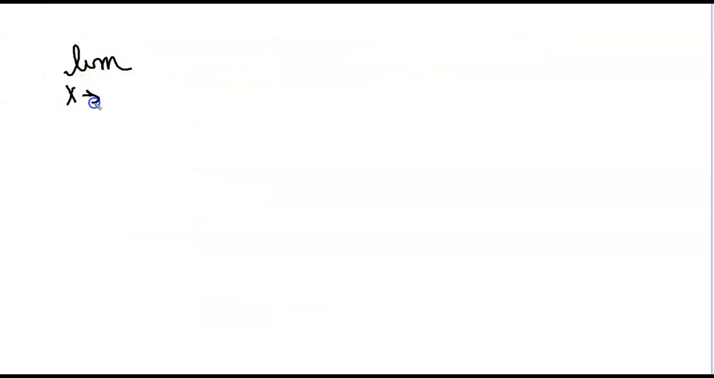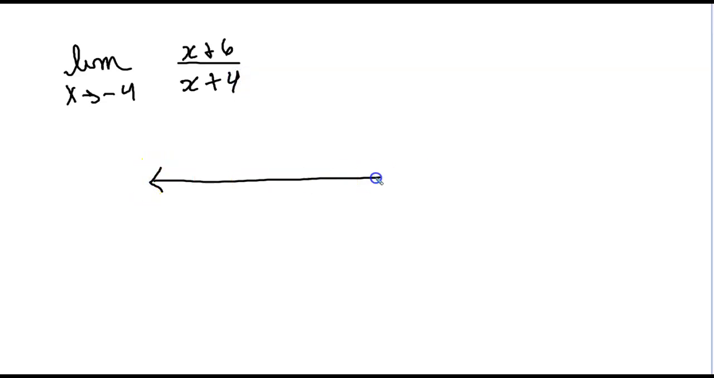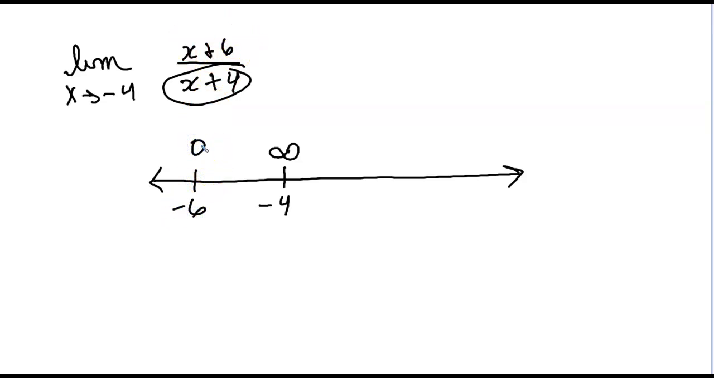So we have the limit as x approaches -4 of (x plus 6) over (x plus 4). The easiest way is to do a little number line. On my number line, you're going to place the value that makes the bottom 0, which is going to be -4, and I'm going to put an infinity there to indicate it's undefined. And we should think about what makes the numerator 0, and that's going to be -6, and I'm going to choose a 0.